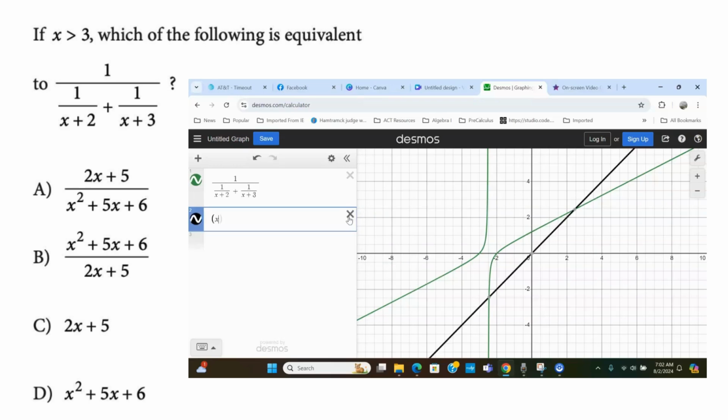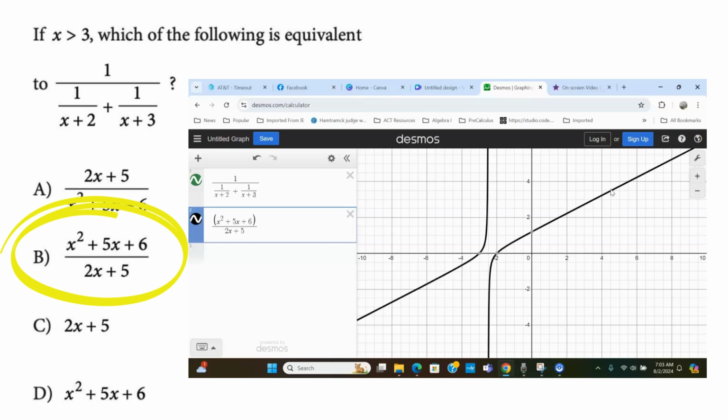All right, let's do the reciprocal of that, which is choice B. So we're going to put the x squared plus 5x plus 6 at the top of the fraction, divided by the 2x plus 5 at the bottom. And in this case here, we can see that the black graph and the green graph are the same. So when x is greater than 3, the answer must be choice B.